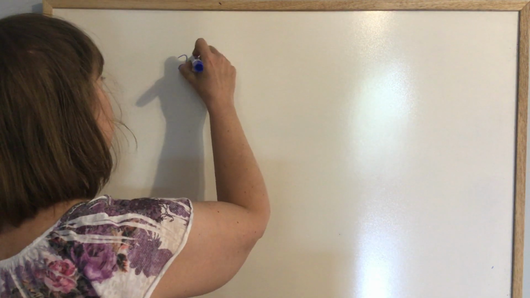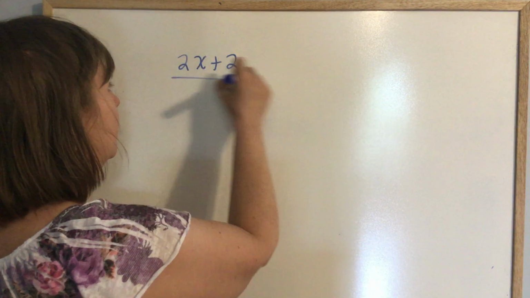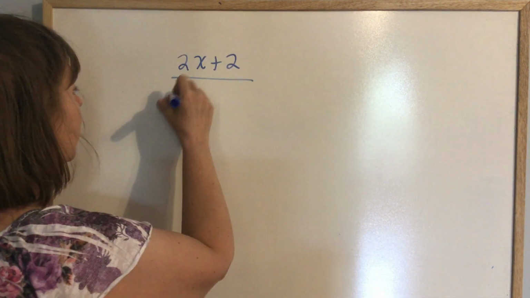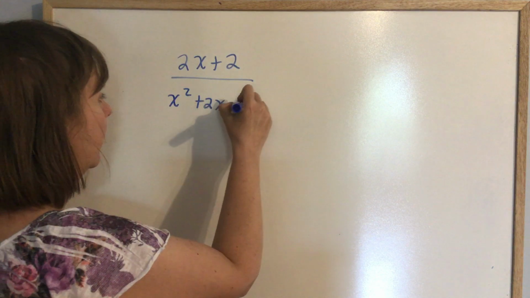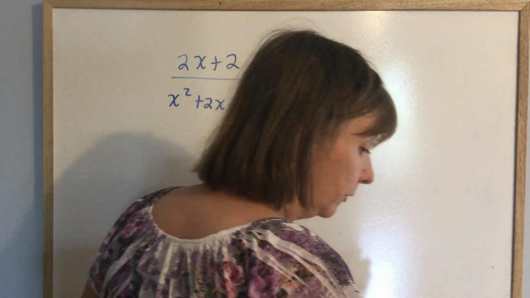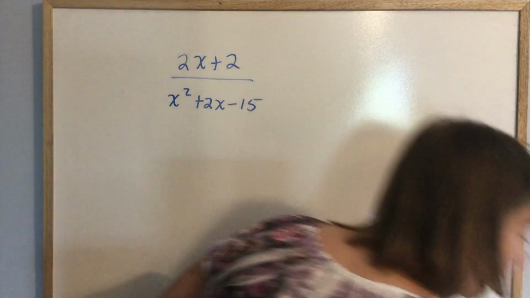And it is 2x plus 2 over x squared plus 2x minus 15. Oh, nope, that's the wrong one. Sorry, I picked 70 and I was looking at a different one. Let me look at 70.